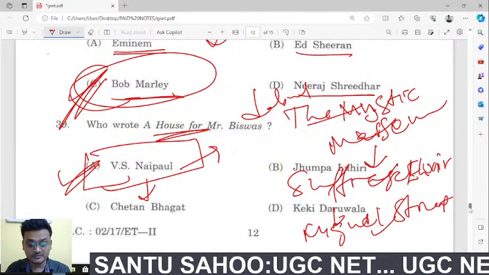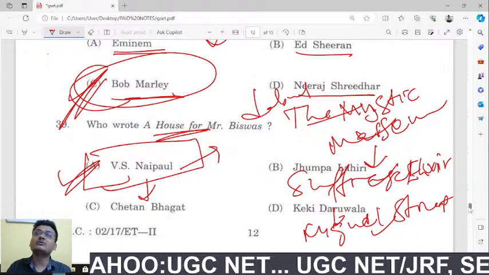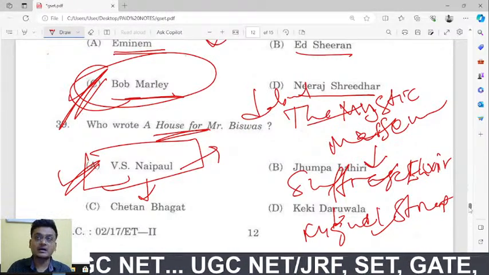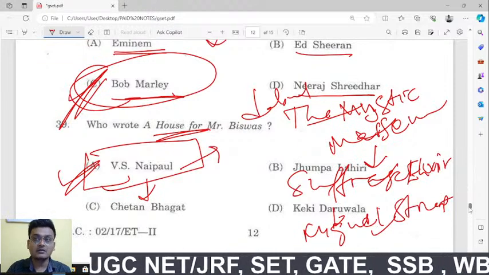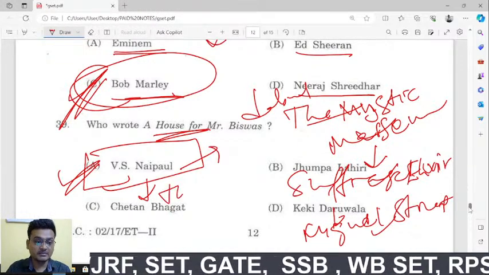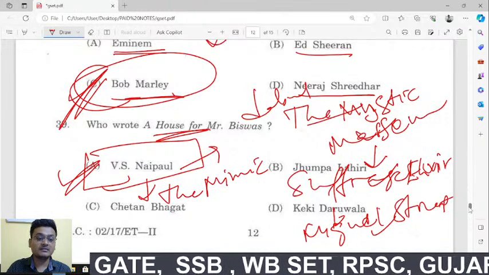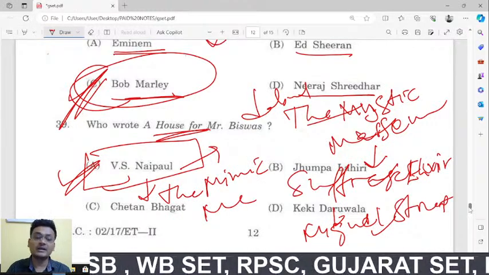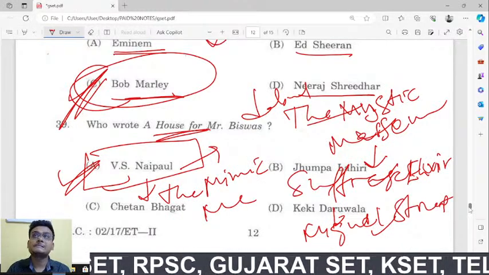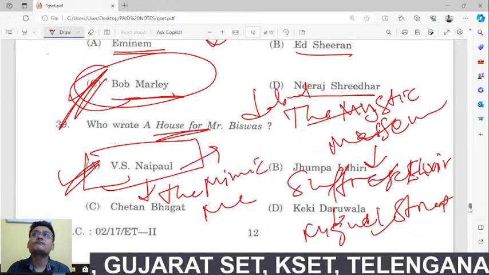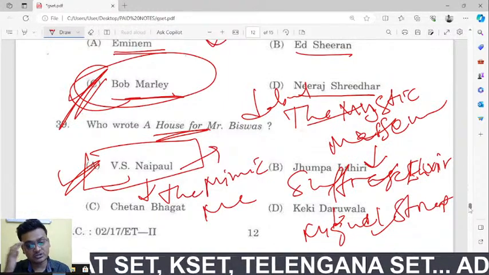The House for Mr. Biswas was actually by V.S. Naipaul. Then we have another one, The Mimic Men. Caribbean Revisited, The Mimic Men, these are all works by V.S. Naipaul.